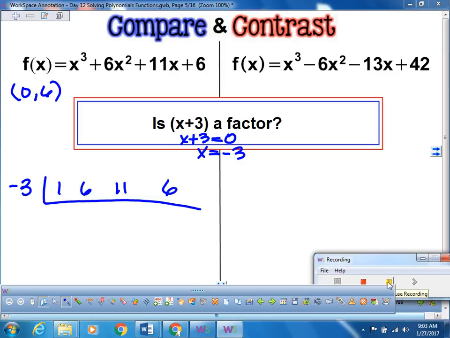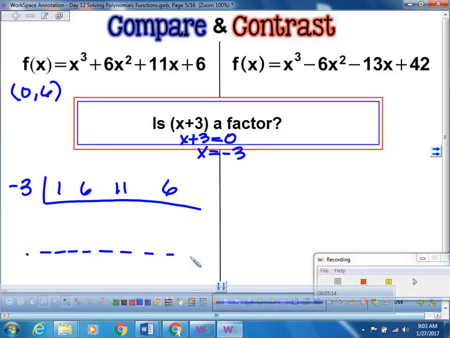Okay, so my first step, you guys did a fantastic job. I'm going to dash it. I like that better. It kind of lets me know that that's the end of my problem. All right, so I bring down the 1. Negative 3 times 1 is negative 3. 6 and negative 3 is 3. Negative 3 times 3 is negative 9. 11 and negative 9 is 2. Negative 3 times 2 is negative 6. I did, in fact, get a 0. Therefore, I know that x plus 3 is a factor.